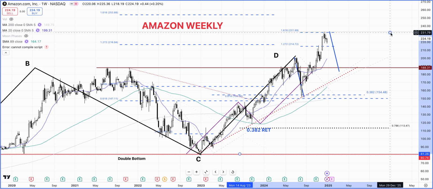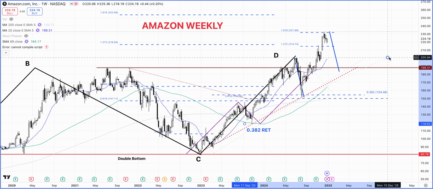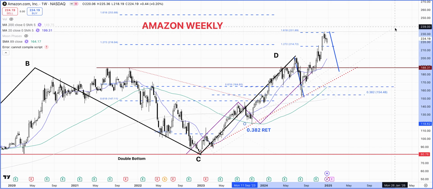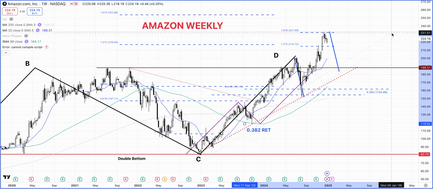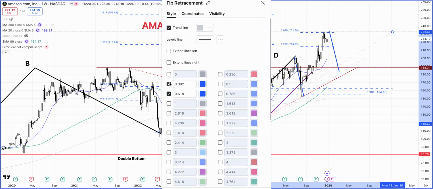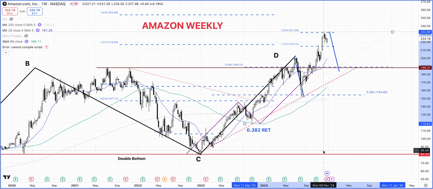if that were to happen, actually let me delete this one and use this. Right at the 38.2% retracement. So we could expect this sort of a pullback to happen.